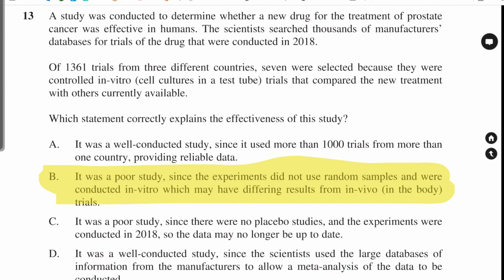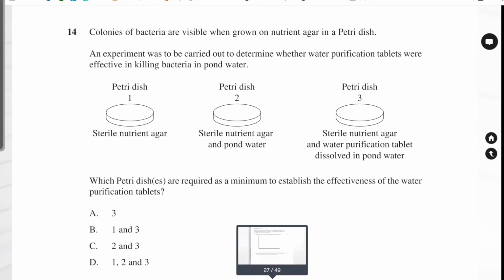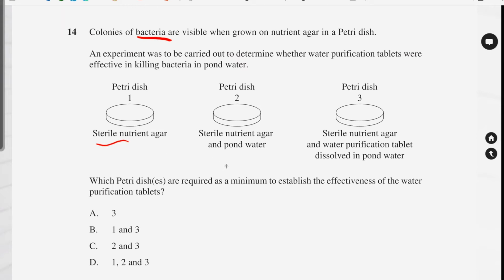Okay, let's move on to question 14. Now, what we have here, we are talking about bacteria, visible, grown on nutrient agar in a petri dish. An experiment you've probably done a million times before. Now, this one here, determine whether water purification tablets are effective in killing. And so what we have are 3 dishes. So one here, we've got sterile agar, so agar just by itself, agar with some pond water, and agar and water purification tablets dissolved in pond water.